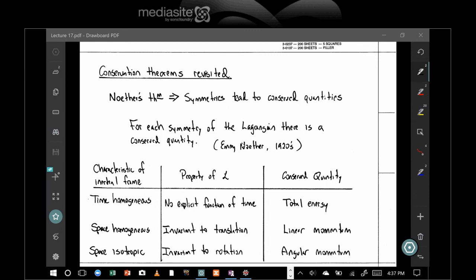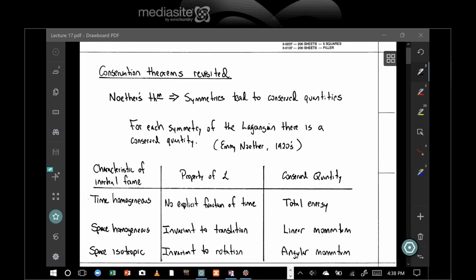So let's summarize here. In class, we're going to talk about this concept of Noether's theorem, and that symmetries in space and time lead to conserved quantities. We're going to show that if I can assume that time is homogeneous, the Lagrangian is not an explicit function of time, and the quantity that's going to be conserved because of that symmetry is energy. If space is homogeneous, meaning the system behaves the same if I translate it in space, the Lagrangian is invariant to translation, and the conserved quantity is linear momentum. And finally, if I assume a symmetry of space being isotropic, the Lagrangian is invariant to rotations, and the angular momentum is conserved.